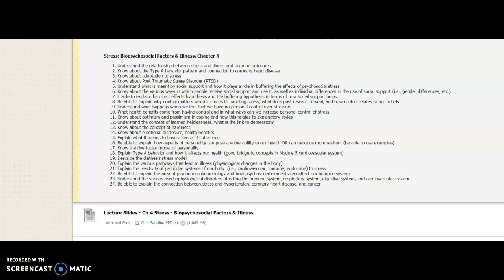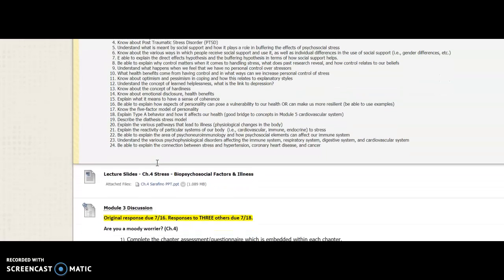And then lastly, being able to explain the connection between stress and how it affects the cardiovascular system in particular, a little more detail here, specifically with hypertension, CHD, coronary heart disease, and cancer. There's some interesting connections to stress in those three various illnesses. Okay, so that covers chapter 4.